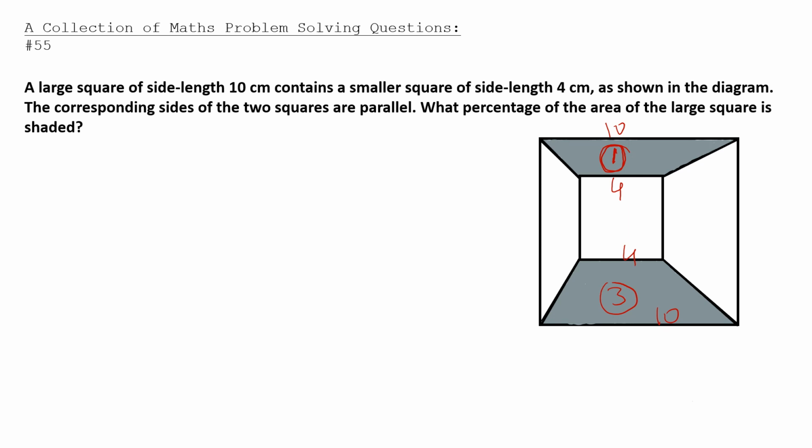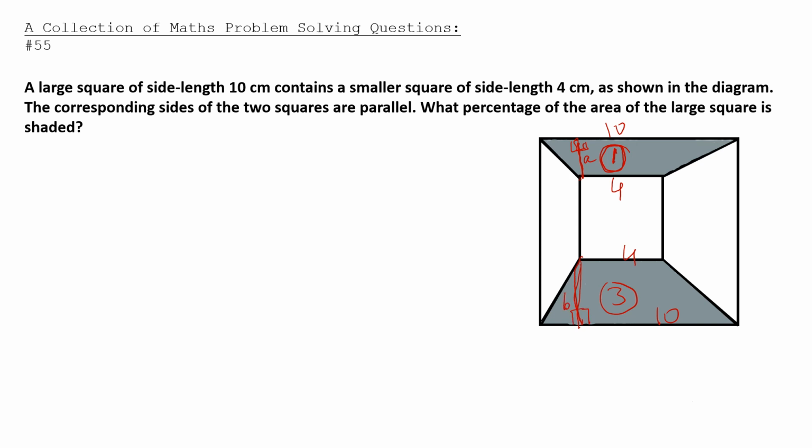So we will assume that the height of trapezium 1 is A. We will drop a perpendicular from the vertex to the base, and we will say that's A. And for trapezium 3, we do the same thing and we call this B.